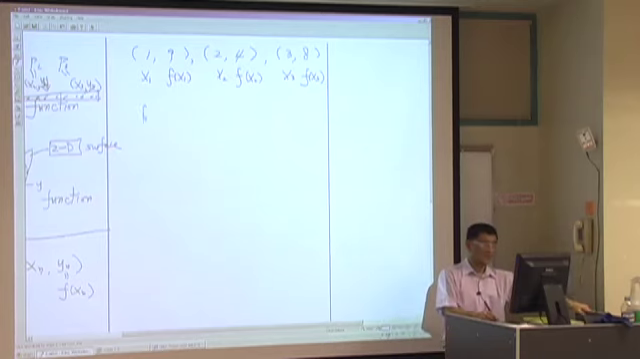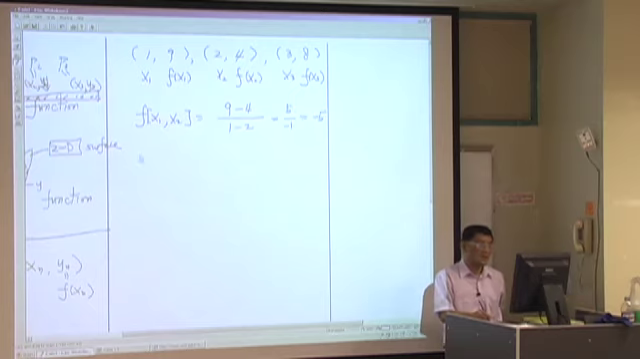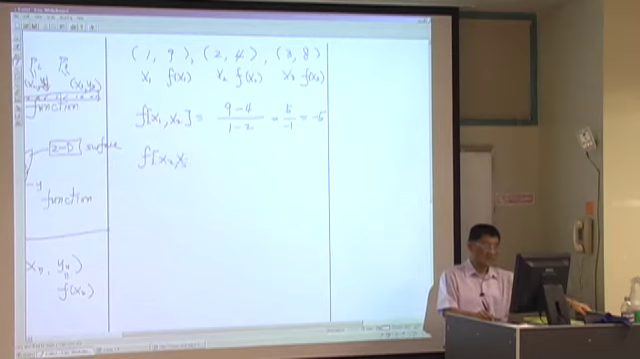So, what is f of x1, x2? It is 9 minus 4 over 1 minus 2, and it is 5 over negative 1, or negative 5. Similarly, what is f of x2, x3? It is 4 minus 8 over 2 minus 3, negative 4 over negative 1, then it is 4.